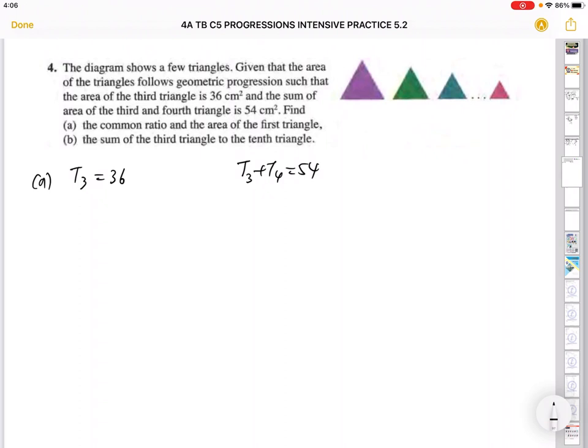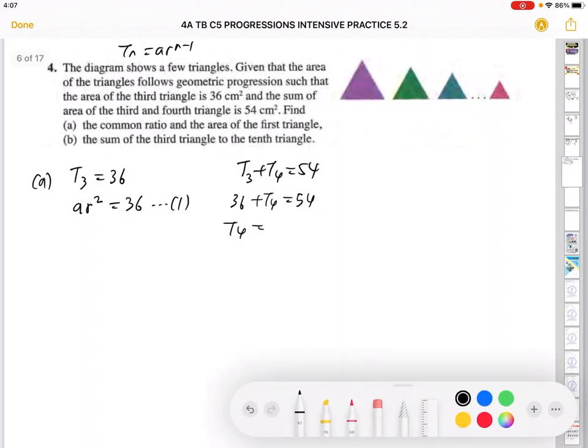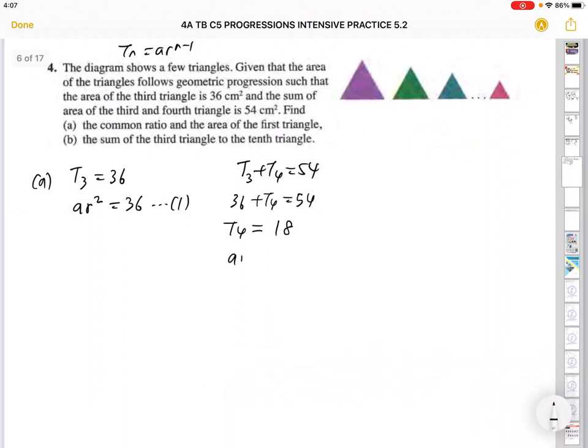Now, T3 is ar squared. Remember, Tn is ar to the n minus 1. So 3 minus 1 gives ar squared. I'm not going to sub in the formula for the second because I know T3 is 36. To make things easier, I'll rewrite this as T4, and T4 is 54 minus 36, which is 18. So this is ar cubed, n minus 1 is 3, equation number 2. So we need to solve this simultaneously.